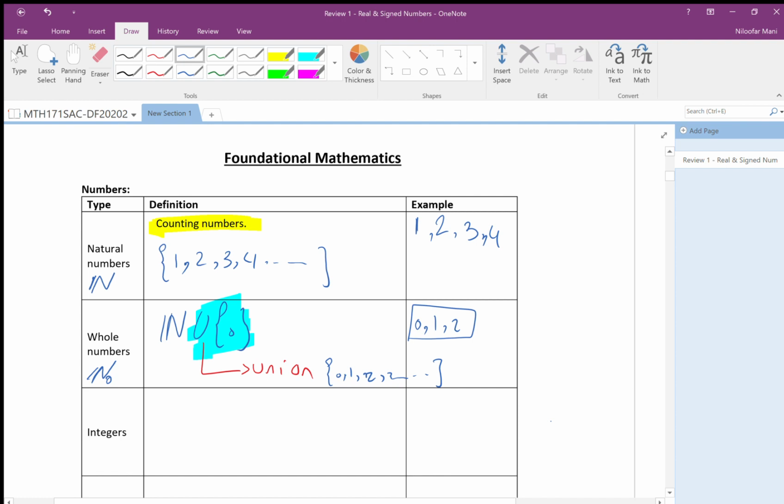Integers. Integers are whole numbers and negative whole numbers.